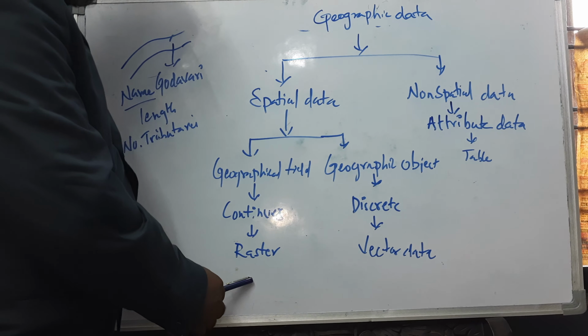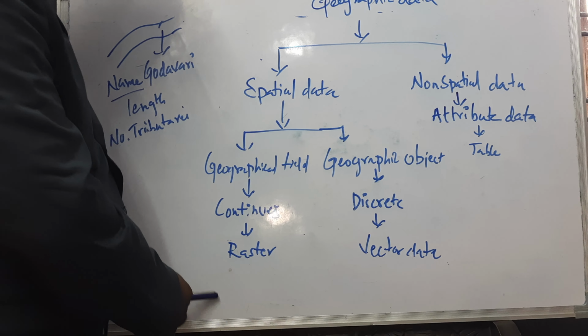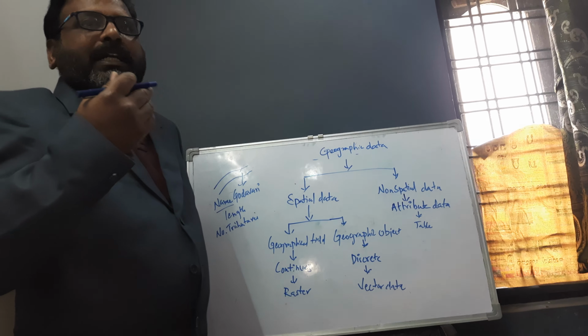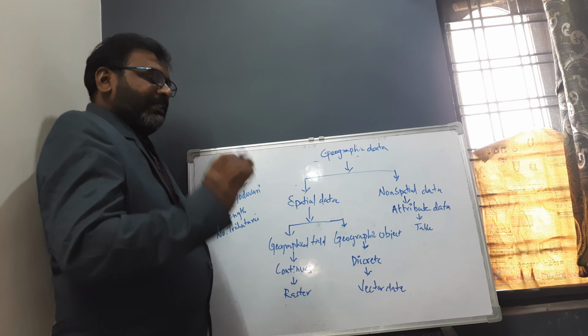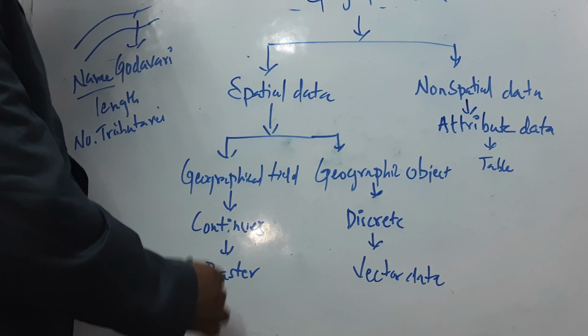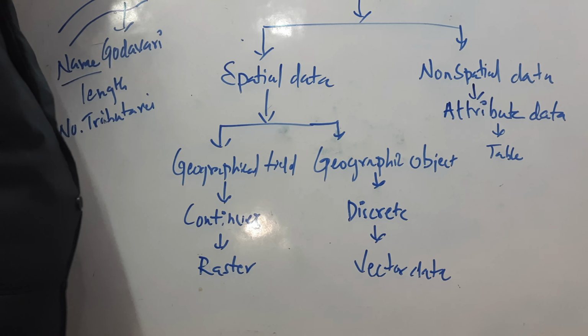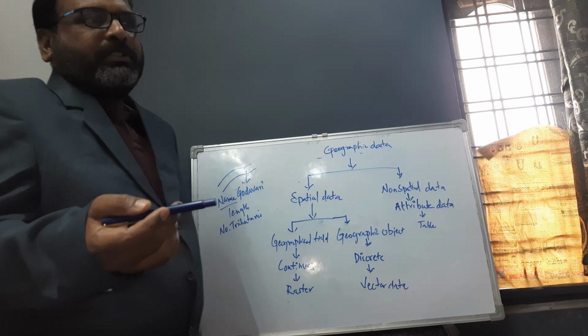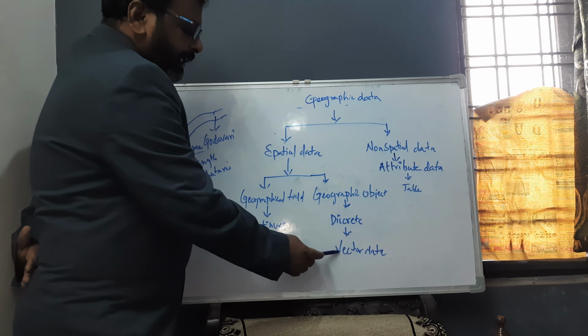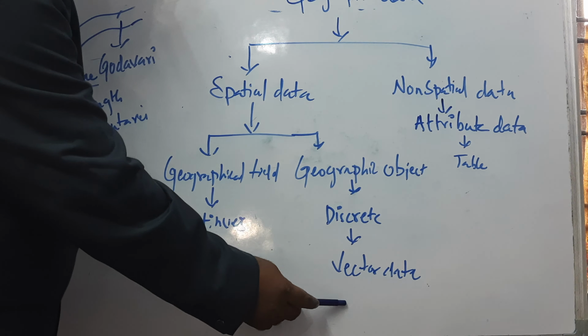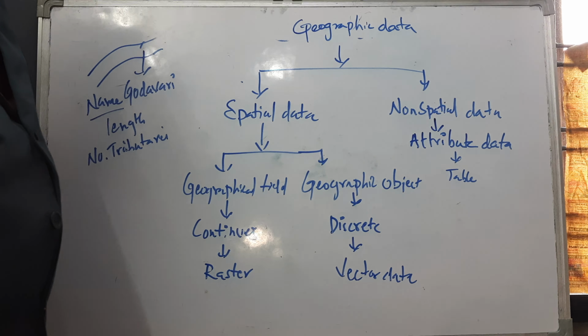In raster, how will this data be stored? It is in the form of an array of cells, or we can say it is stored in the form of pixels. And vector data is represented by xy coordinates. In vector data, generally this is represented by point, line, and polygon features.